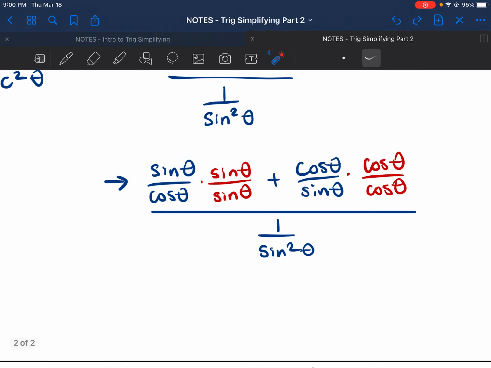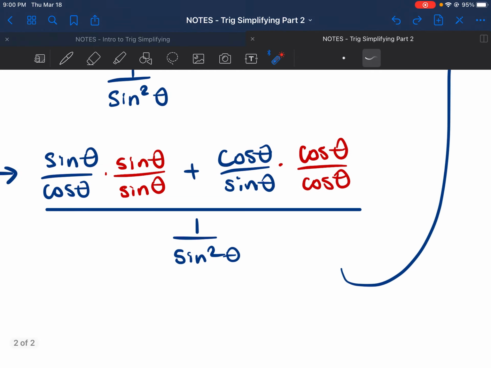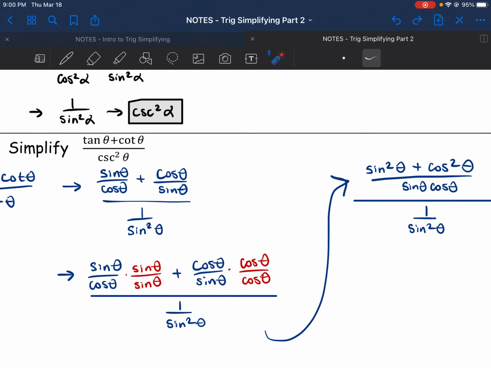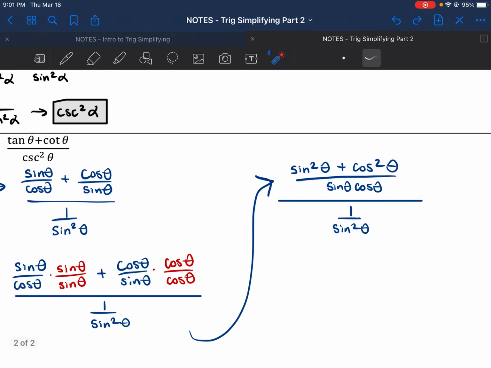And if we look ahead to see what it's going to result in, we have a sine theta times sine theta, which is really sine squared, and we have a cosine theta times cosine theta, which is really cosine squared. So, again, sine squared, cosine squared, and I'm adding them together because they both now have the same denominator of sine theta times cosine theta. And the denominator of the overall fraction is still 1 over sine squared.